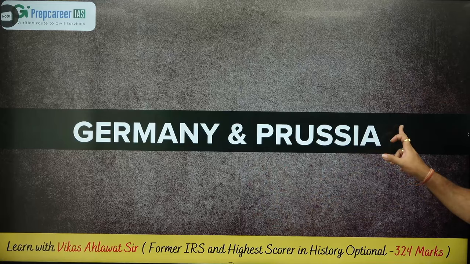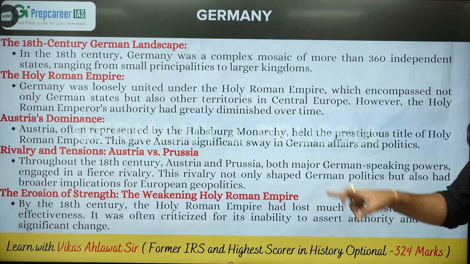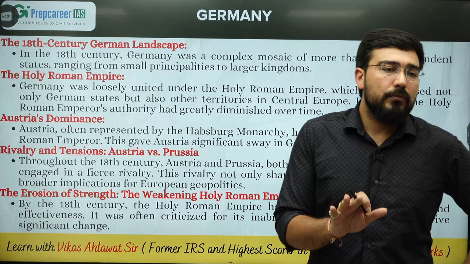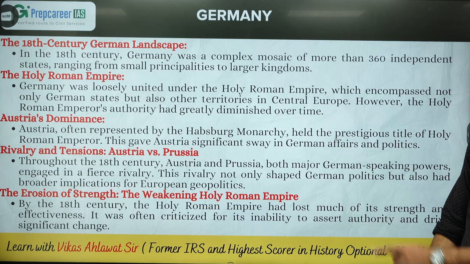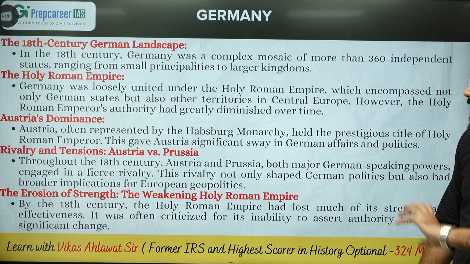If we see the case of Germany, Germany was something which had more than 350 states. Then the Holy Roman Empire. Germany was loosely united under the Holy Roman Empire, which encompassed not only German states but also territories in Central Europe. So some other communities were also part of this.